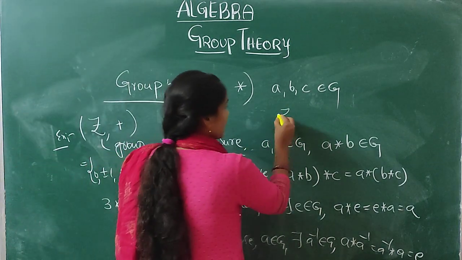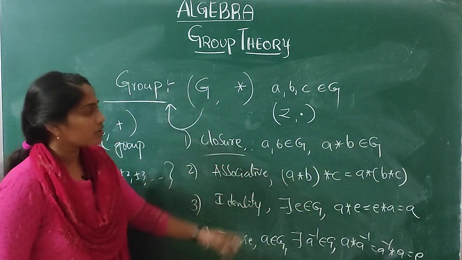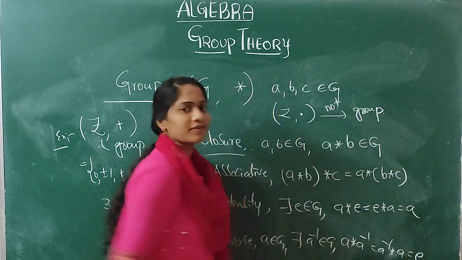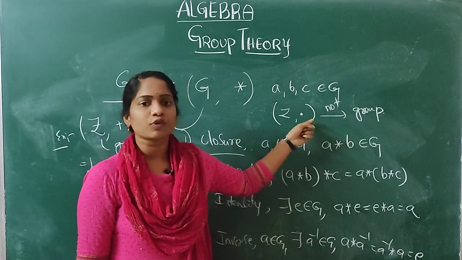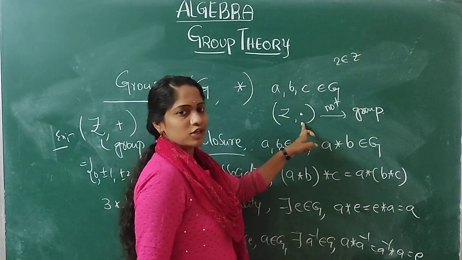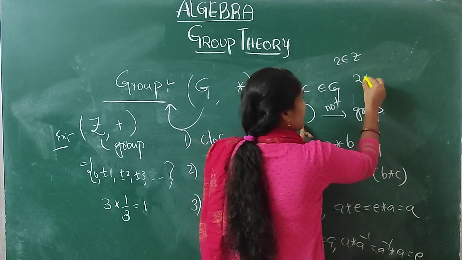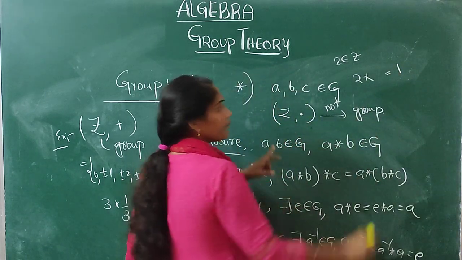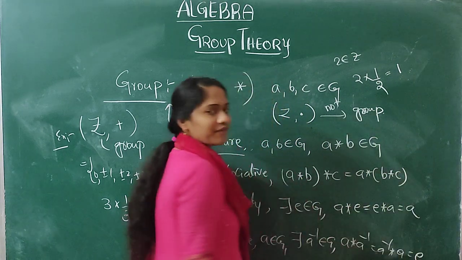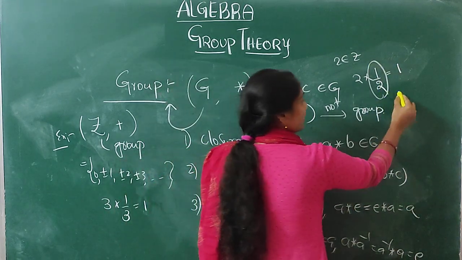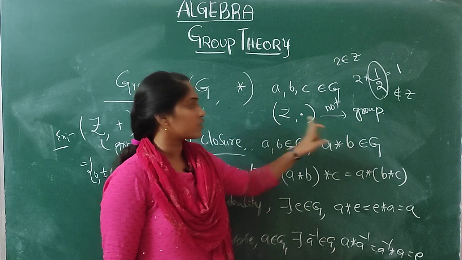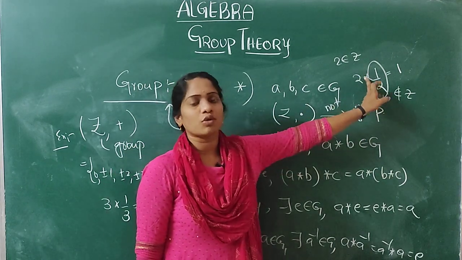But (Z, dot) is not a group, because the inverse property is not satisfied here. If you take 2 belonging to Z, according to multiplication, what is the identity? 1. I am talking about the inverse property. To get the inverse, what should you multiply 2 by? You must multiply by 1/2, but 1/2 is not in Z. So with respect to multiplication, Z is not a group, since the inverse property is not going to be satisfied.